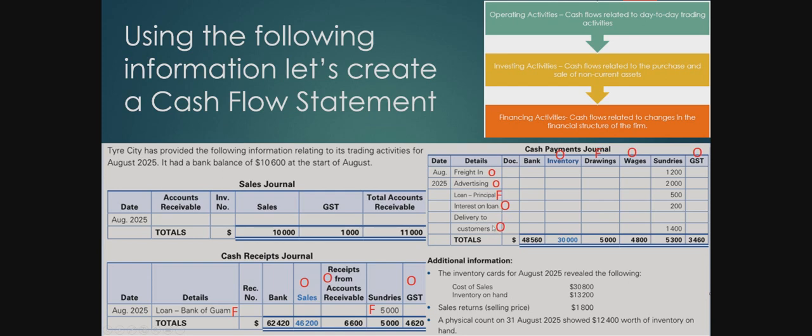Delivery to customers is also part of your operations. Inventory is part of our operations. Drawings is part of finances because the owner is withdrawing money from the system. Wages is part of your day-to-day expenses. And our GST is part of our day-to-day expenses. Remember, we cannot just put sundries on its own. We have to look at the individual items in the column and record them as each individually.